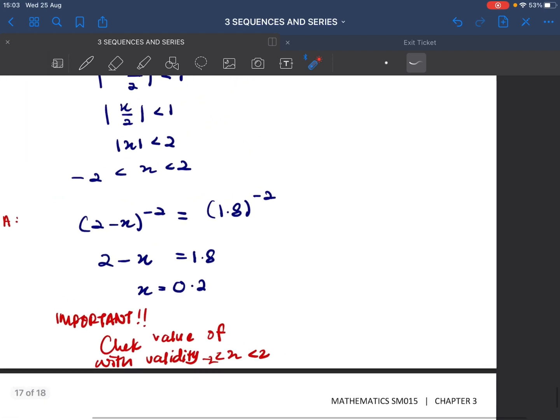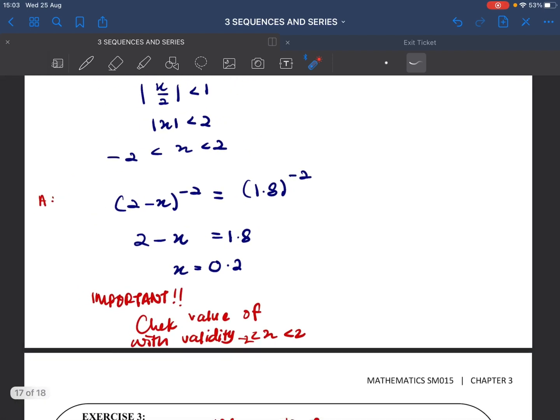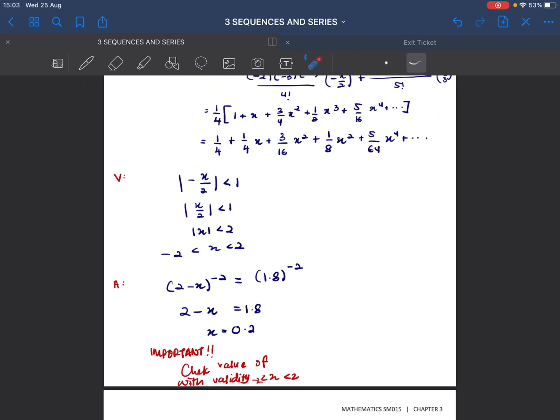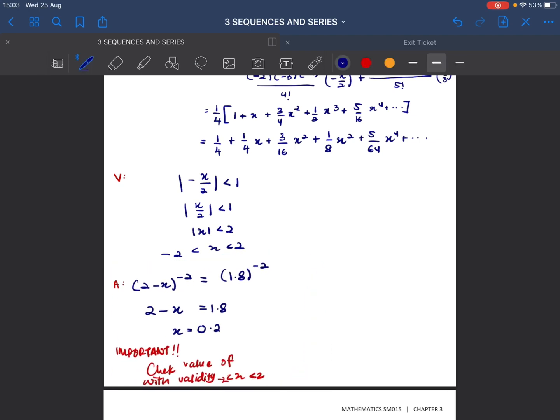So now we have our x. So we just proceed into substituting into the expansion dekat sini. So here we will have 1.8. Sekejap saya kecilkan sikit sini. So we will have 1.8 power negative 2 equals to.